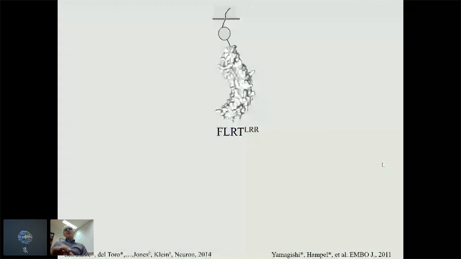So the FLRTs are actually quite interesting. They are single transmembrane proteins, actually upside down here. So this is the membrane, this is the intracellular part. There is a fibronectin type 3 domain, and then there's this banana-shaped leucine-rich repeat domain.